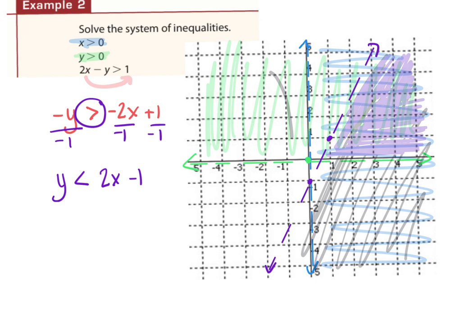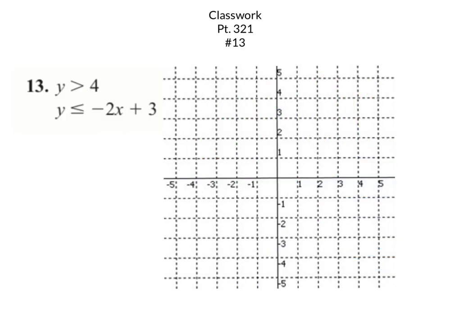So let's try a vertical line one. You have y is greater than 4, and then you have a standard slope intercept line. So y is greater than 4 and a standard slope intercept. So go ahead and graph those.